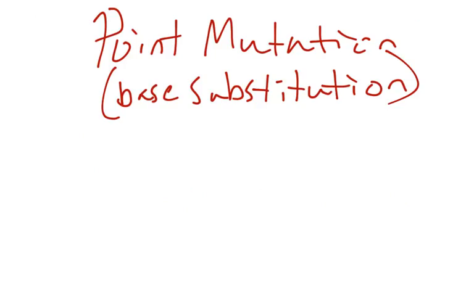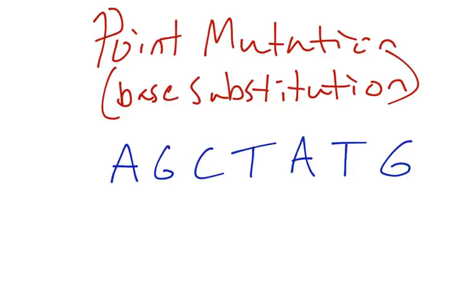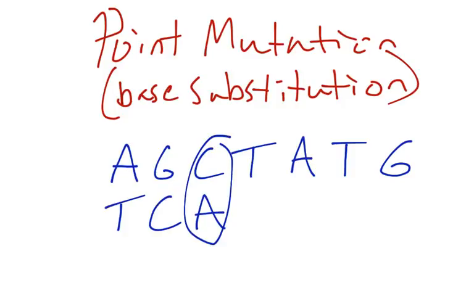So let's look at the different types of mutations. First one is a base substitution, which we also call a point mutation. Basically, if I have A, G, C, T, A, T, G, it's where in the new strand we substitute a base. We change the base. Instead of what it should be, it becomes something else. You just change one base. So if this was T, this was C, if this became A, this would be your base substitution. And that's a mutation.